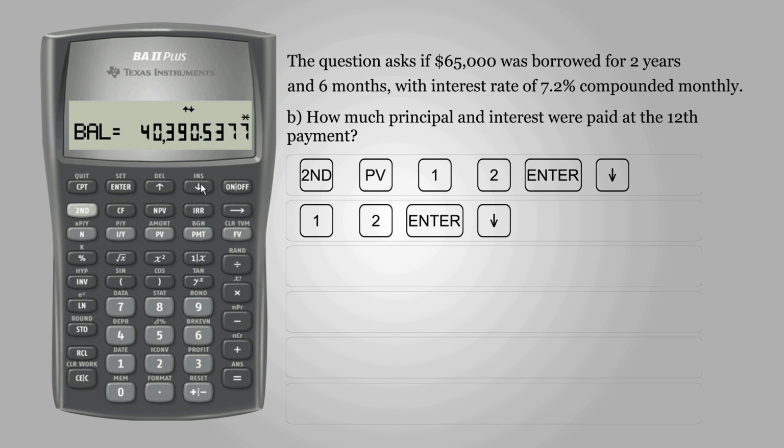Press the downward arrow again. The principal paid is represented by PRN. Press the downward arrow again. The interest paid is represented by INT.